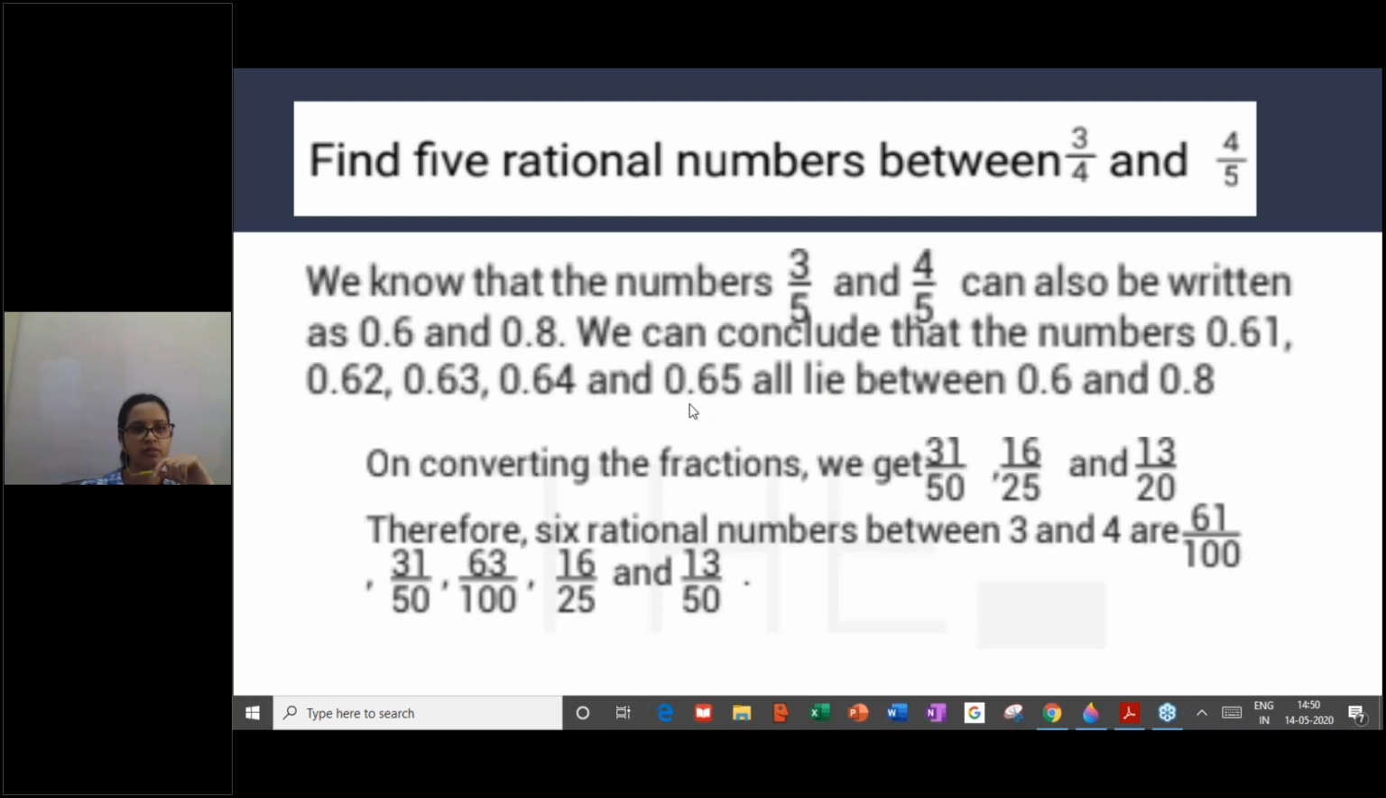Yeah, 0.75. Yes, you're right. So any digits after 0.75 to 0.8 will be included in this. Okay, fine. We'll move on to the next question.